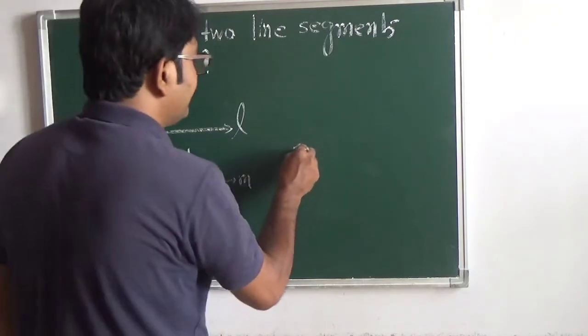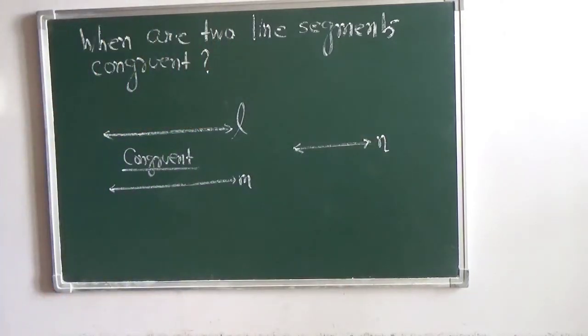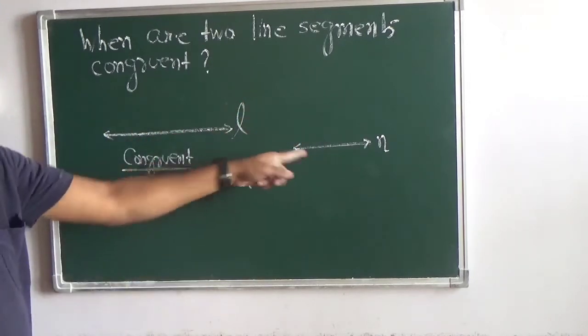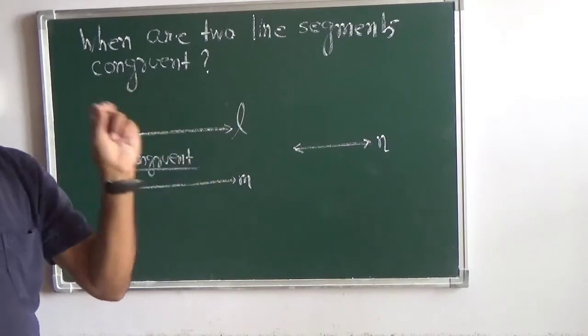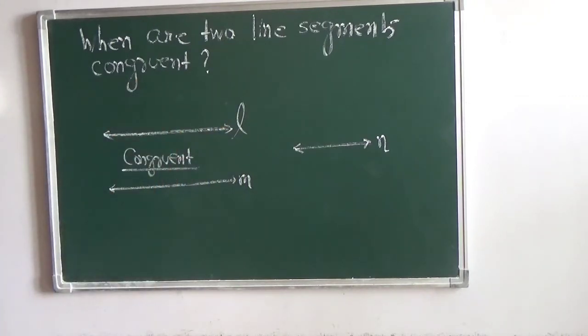Similarly, if we take a smaller line segment like this, and call it N, you can see the shape remains the same, but the size, the length, varies. So this length and this length are not equal, so these two line segments cannot be taken as congruent figures.